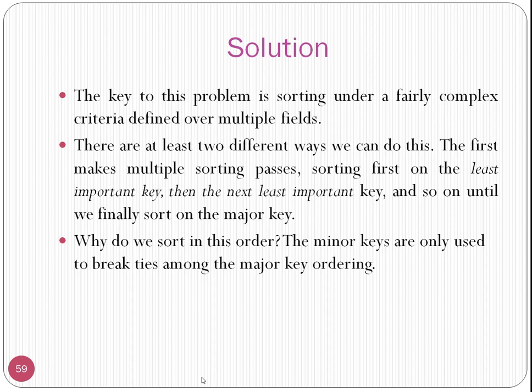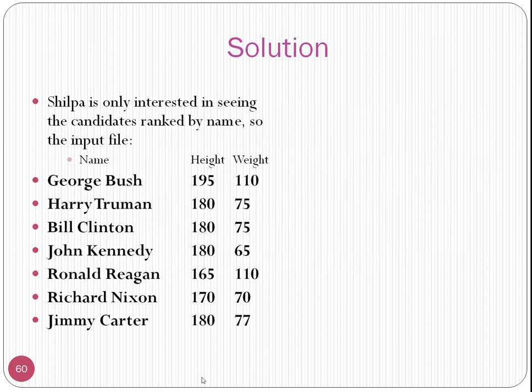Why do we sort in this order? What is the major reason why we are sorting from the least to the major? The minor keys are only used to break the tie. The reason is to break the tie among the major key ordering. Before going with the major key ordering, we need to resolve the tie with the minor keys.